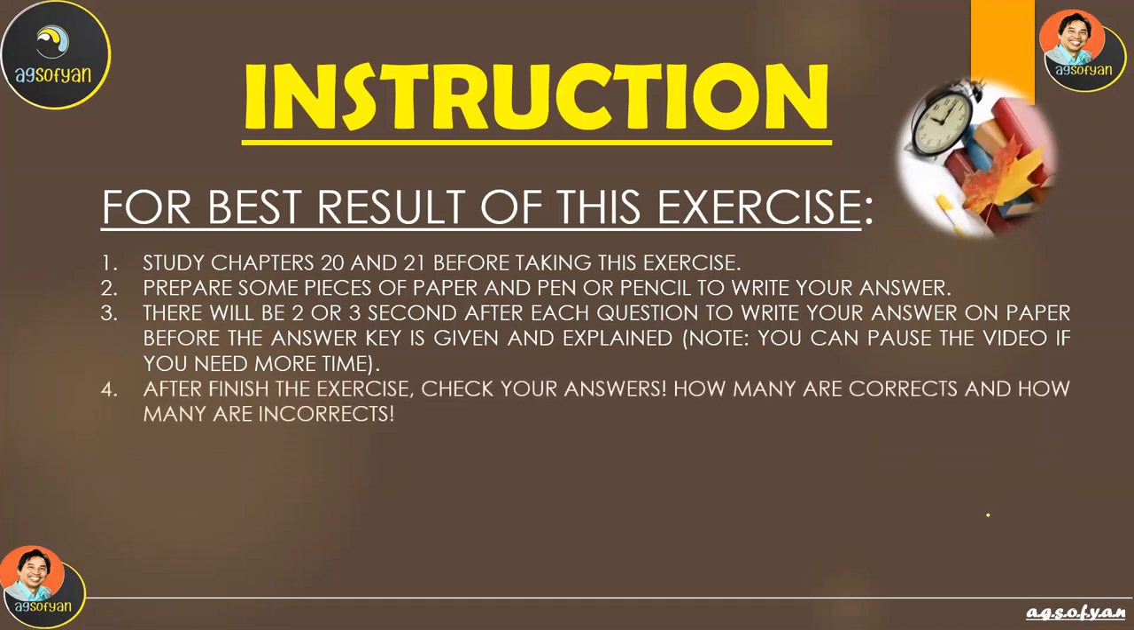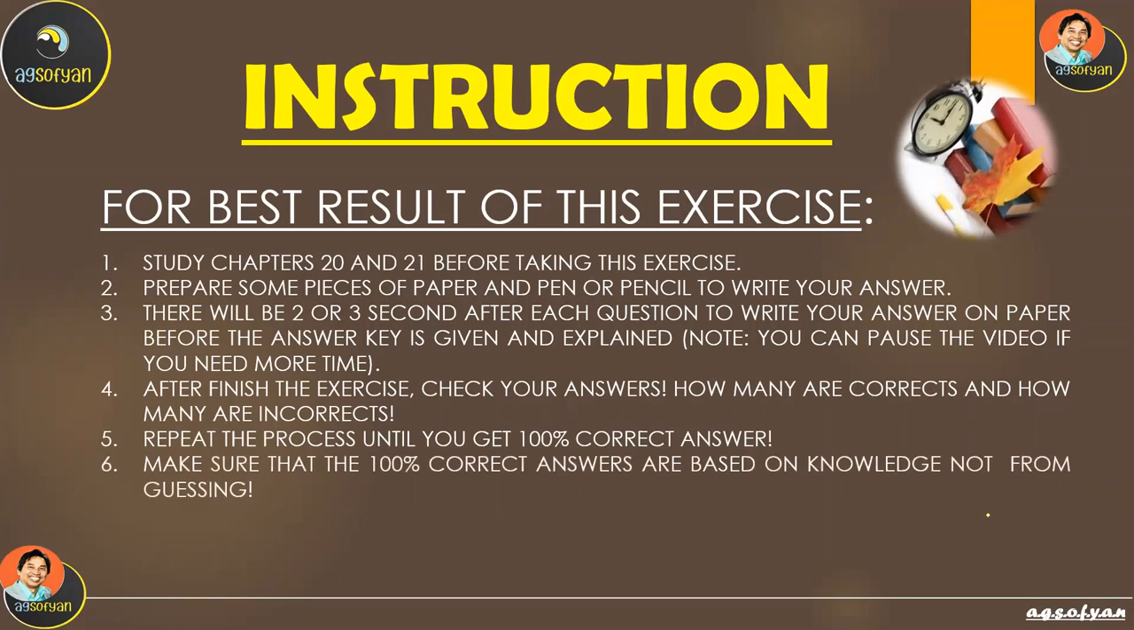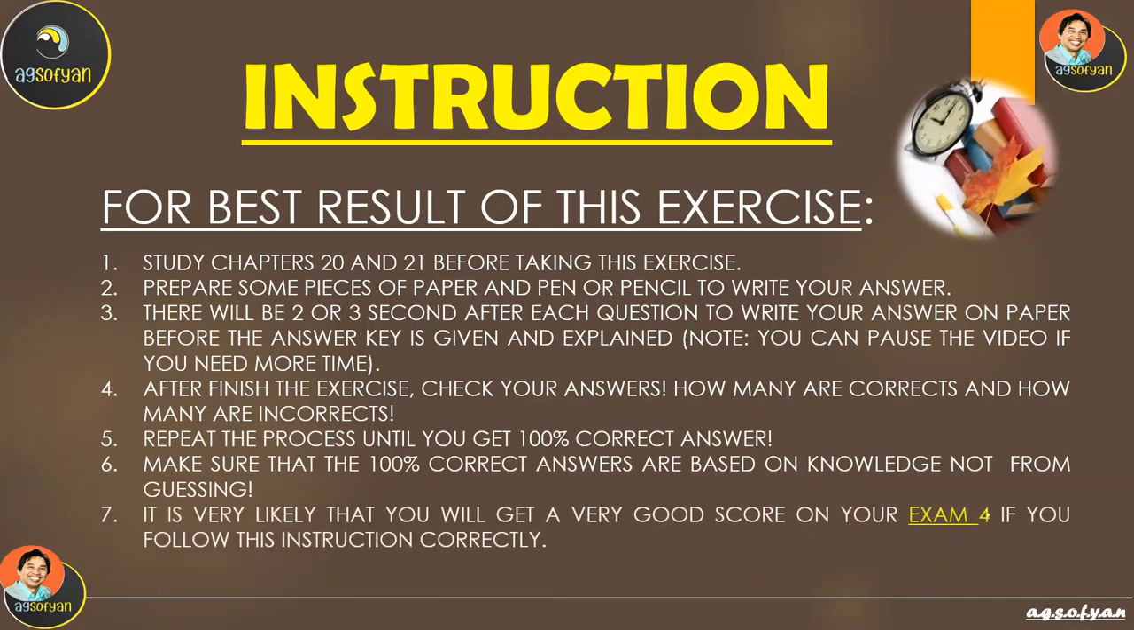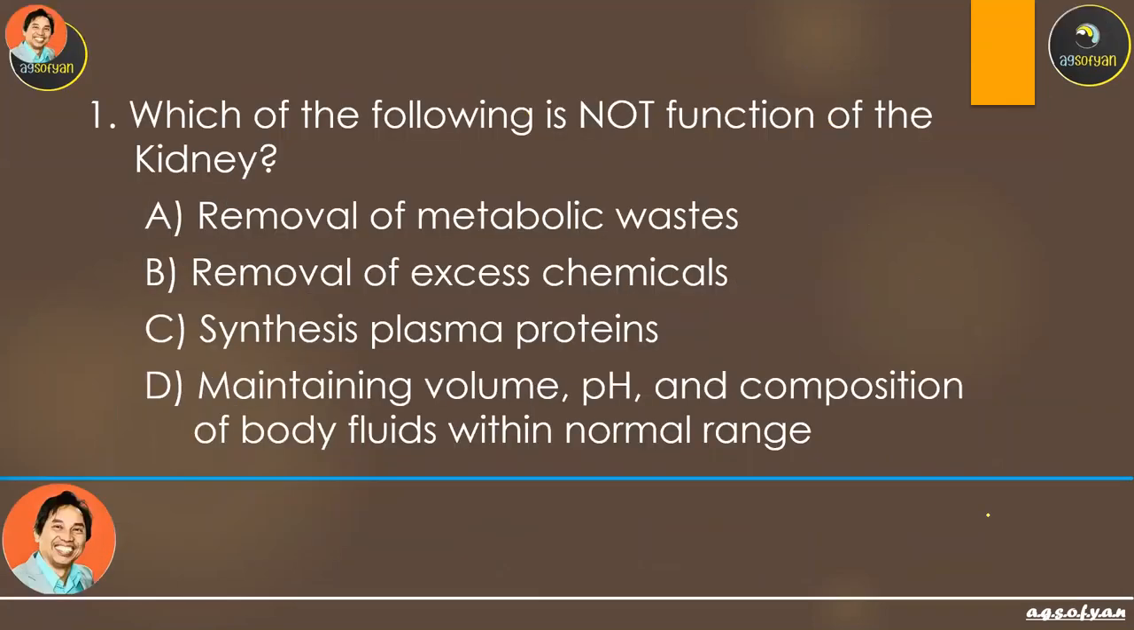After finishing the exercise, check your answers, how many are correct and how many are incorrect. Repeat the process until you get 100% correct answers. Make sure that the 100% correct answers are based on your knowledge, not from your guessing. It is very likely that you will get a very good score on your exam 4 if you follow this exercise correctly. Okay, we start with number 1.